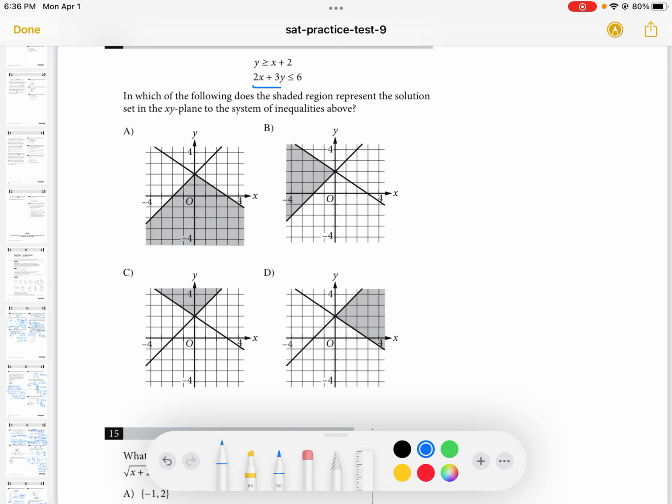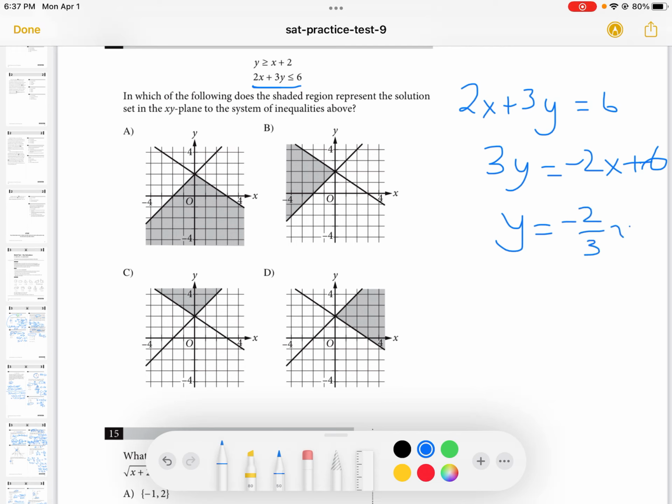So I want to convert this inequality right here into slope-intercept form just to make my life easier. So the equation that inequality is based off is 2x plus 3y equals 6. We can isolate y. And so then y equals negative 2/3 x plus 2. So they have the same y-intercept. That's interesting.